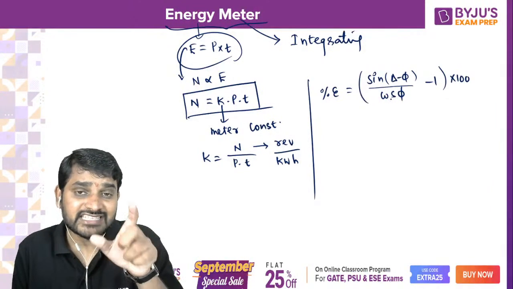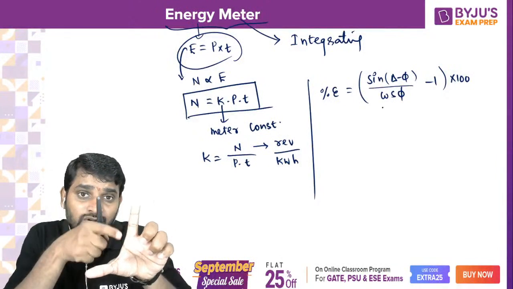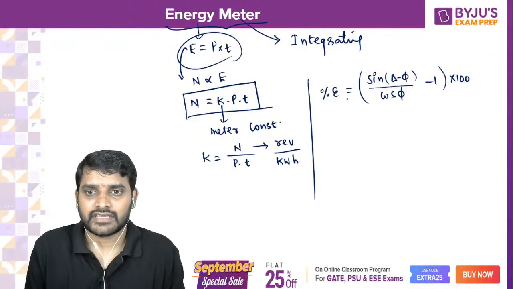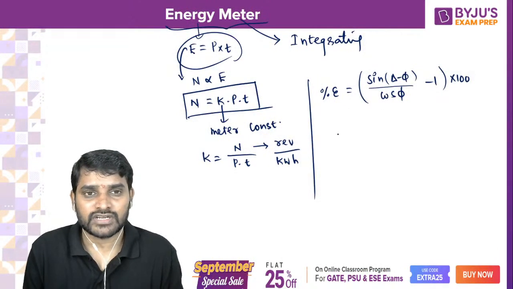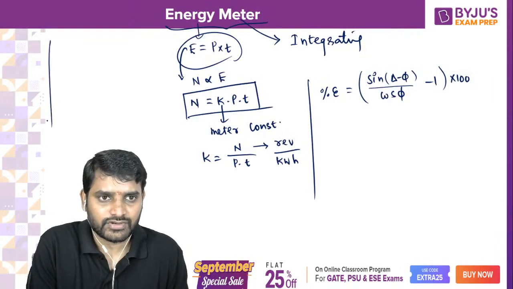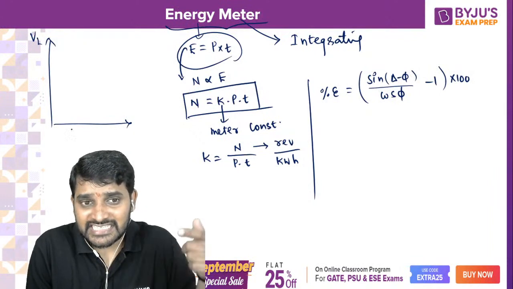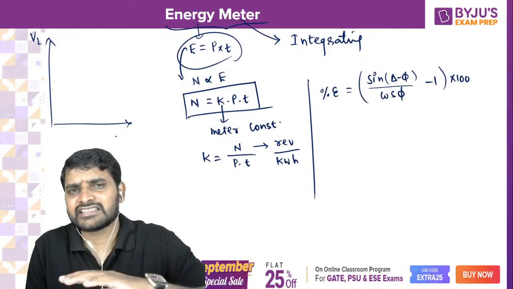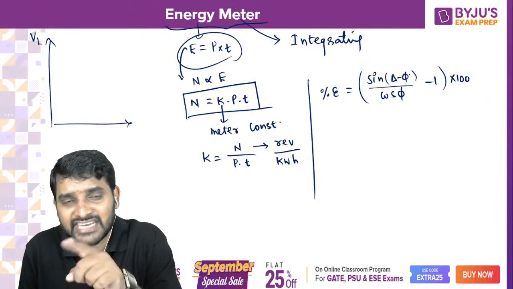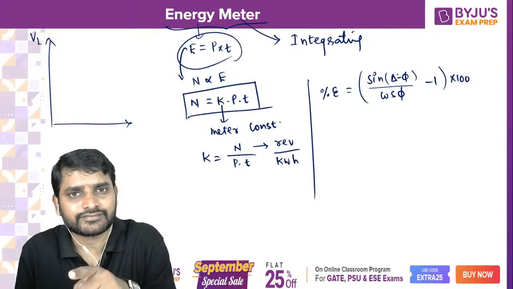Here delta is the angle between the load voltage and the pressure coil current. If you remember, this is how it looks. If the pressure coil current is perpendicular, then sine of 90 minus phi. What is sine 90 minus phi?